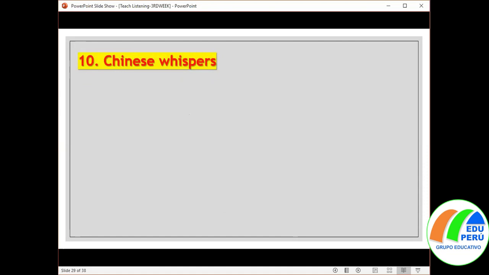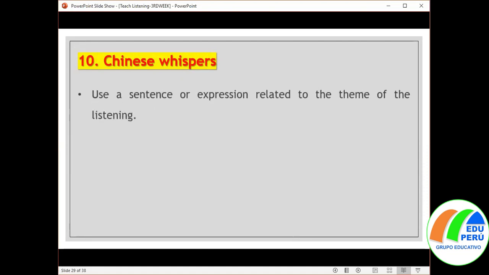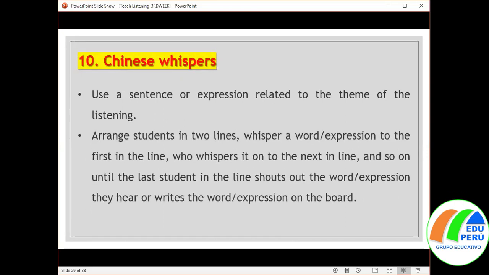Another one is the activity called Chinese whispers. Use a sentence or expression related to the theme of the listening. Arrange students in two lines. Whisper a word or expression to the first in the line, who whispers it on to the next in line, and so on, until the last student in the line shouts out the word or expression they hear or writes it on the board.